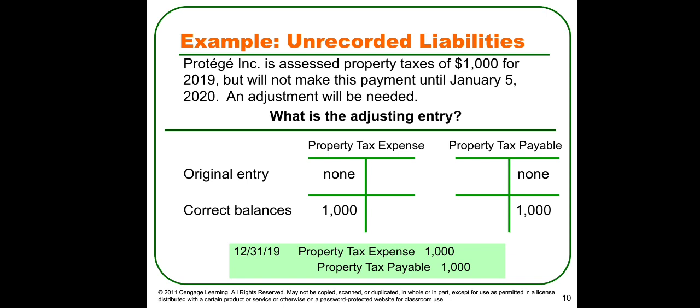So see here, the situation is like this. There is a business, and this business has calculated that it has to pay $1,000 property tax for year 2019. But the business will pay the tax next year, January 5th, 2020. So what is the adjusting entry that has to be done?